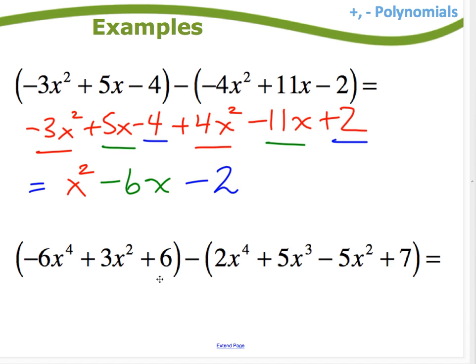Okay, I'm going to try this next one in my head, but I don't know. It's nice to rewrite it. But, okay, minus 6, minus 2, minus 8x to the 4th. Oh, here's a 5x cubed one. Oh, shoot. I'm wanting to write plus 5x cubed there, but there's the negative out front there. I can't do this in my head. I'm going to rewrite it. Minus 6x to the 4th plus 3x squared plus 6.